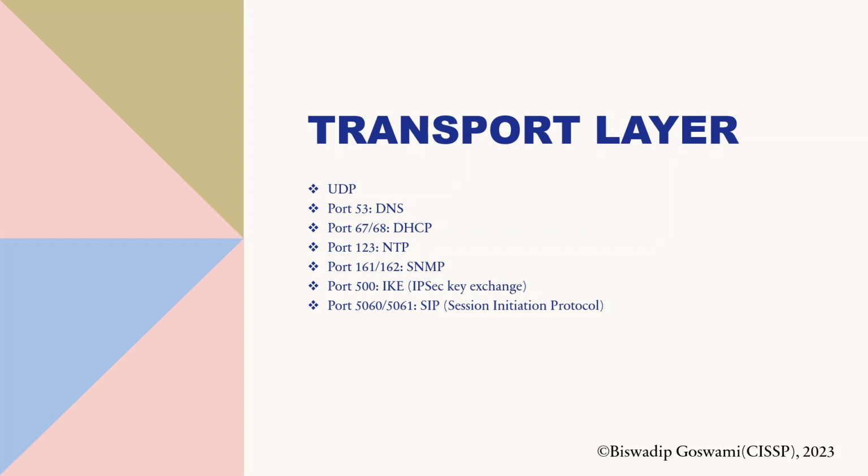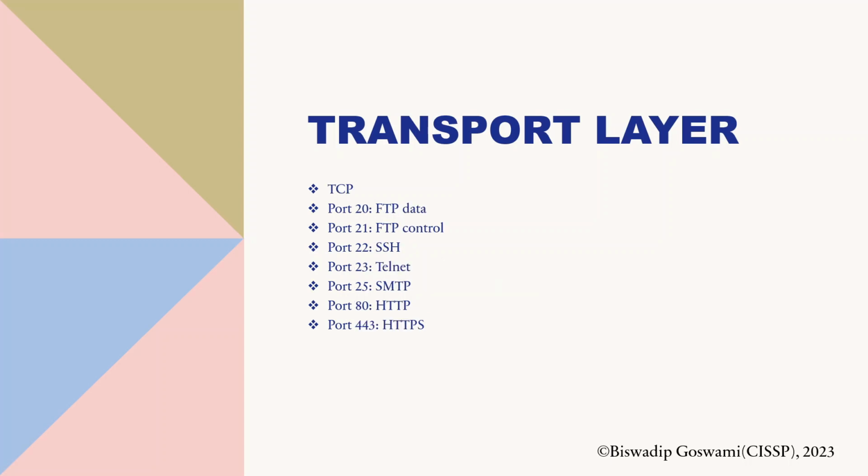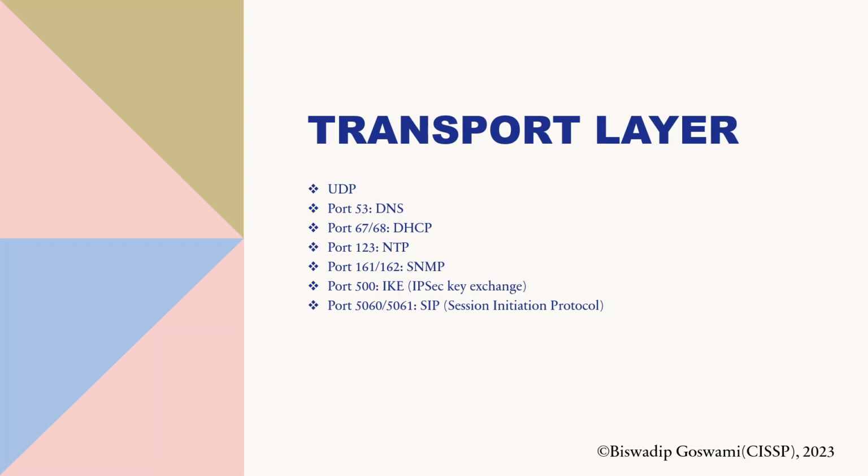TCP is a connection-oriented protocol that establishes a reliable and ordered data transfer between hosts. It uses a three-way handshake to establish a connection and provides features such as flow control, congestion control, and error detection and correction. Some popular ports are port 20 for FTP data, port 21 for FTP control, port 22 for SSH, port 23 for Telnet, port 25 for SMTP, port 80 for HTTP, and port 443 for HTTPS.